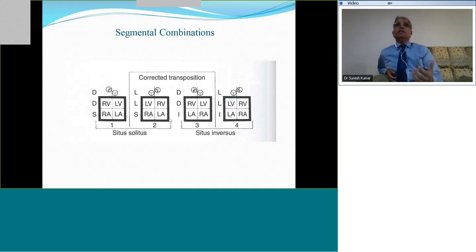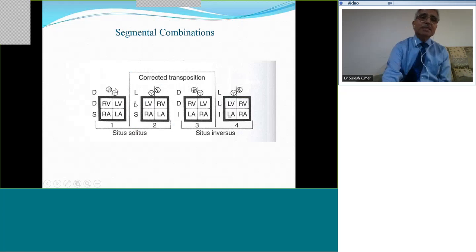What are the segmental combinations that we would call corrected transposition? In fact, there are several, but I would just describe what happens in situs solitus and what happens in situs inversus. The first two of these segmental sets, the first is normal. The RA is connected to RV, LA is connected to LV. In Van Praagh notation, we would call it S, solitus, D, D ventricular loop, and D position of great vessels, aorta is to the right.